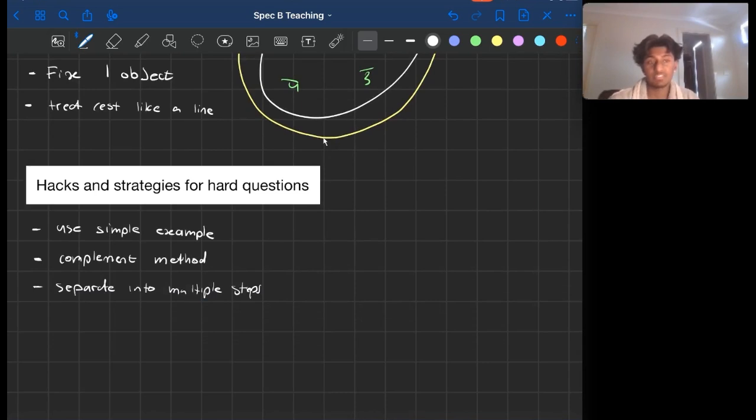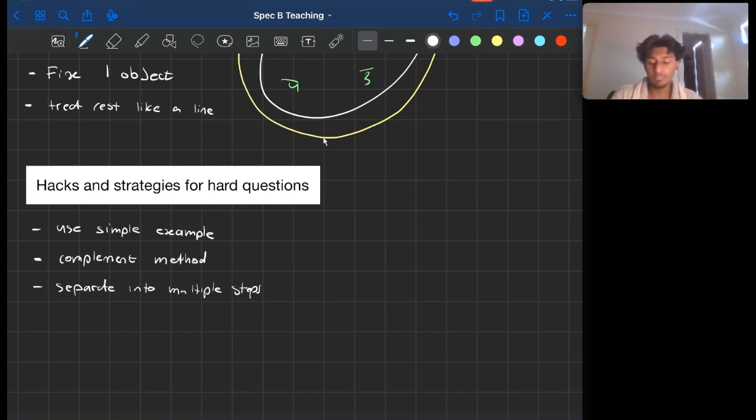So the first one is to use a simple example. There are some questions where it might be like, find the number of ways in which you can put n objects into a circle. Now if you don't know how to do it off the jump, instead of n, you just do 5 or 4, you figure out the answer, and by doing that you figure out the internal mechanics of the problem, you see what's happening, and then using what you learned from the more specific and easy case, you expand that into the general case or the harder case.